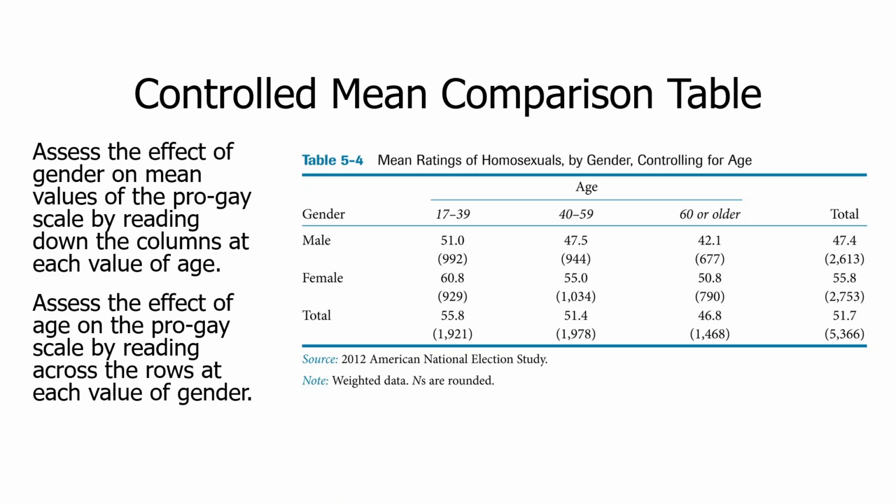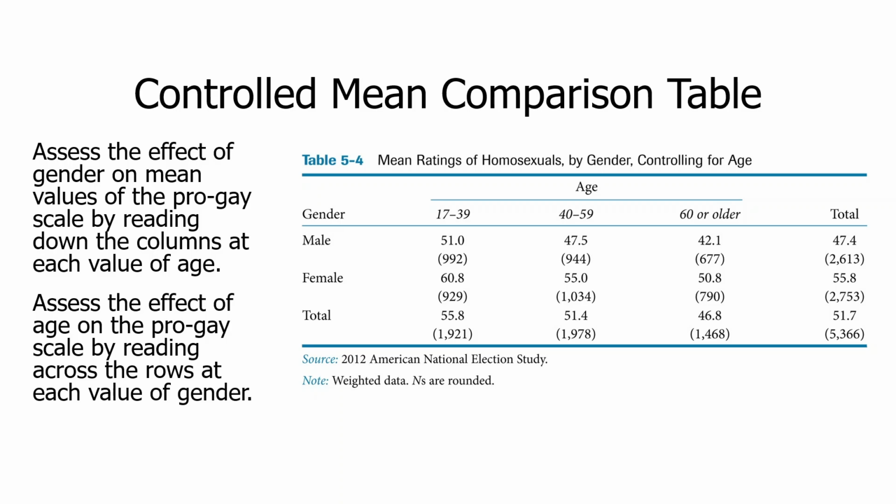Similarly, if we compare the effect of age among men, we can see that the thermometer here drops from 51 to 42.1. So age is doing some work here in explaining the dependent variable. That drop is almost 9 points. That's 8.9 points. And we find a 10-point drop among women. So you might say the effect of age is about 10.